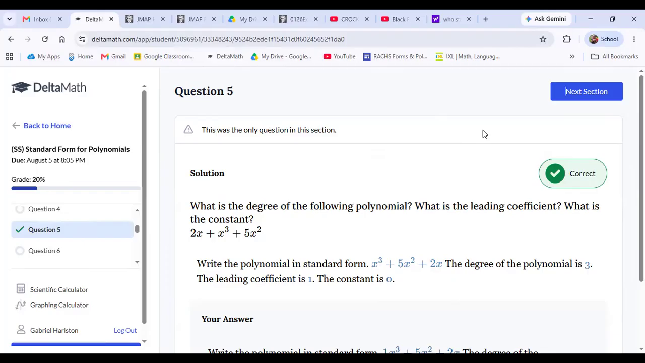Okay? That's it. Now, you just need practice. This question shows up a lot on the Regents. They always give one question. Sometimes they ask for standard form. Sometimes they'll ask for the degree. Sometimes they'll ask for the constant. You have to know them. Okay? But that's it. I'm going to stop and post.